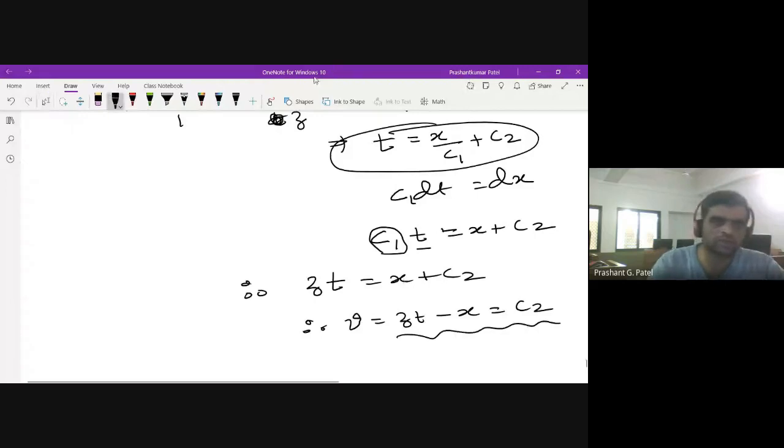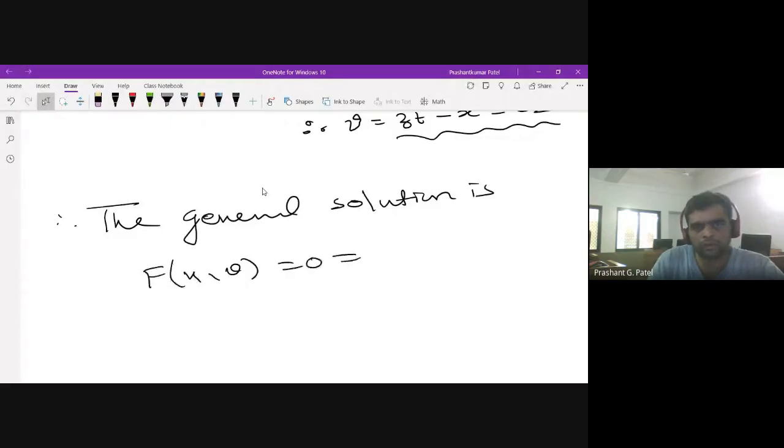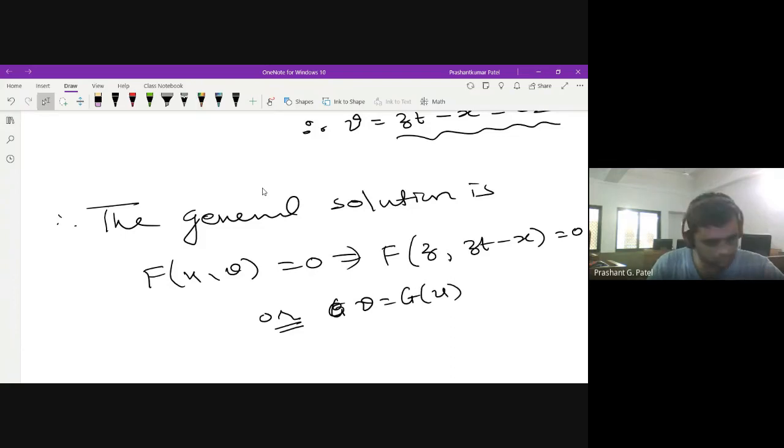So the general solution is capital F of u, v equal to 0, which leads to F of u, which is z, and v, which is zt minus x, equal to 0. Or another way is to write v equal to g of u, or u equal to g of v, whichever way you write is also fine. So zt minus x is equal to g of z.